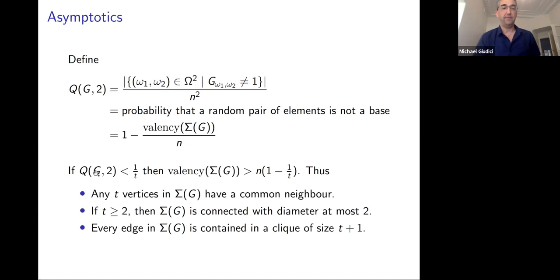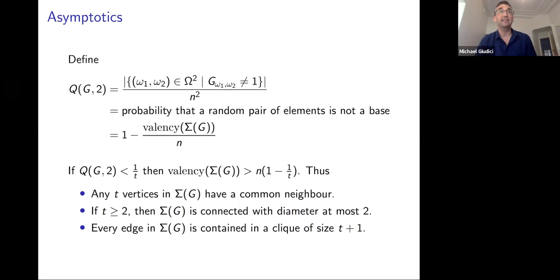Now, if Q of G2 is less than 1 over t for some integer t, then you get that the valency is at least n times 1 take 1 over t. And so this then tells you that any t vertices will have a common neighbor. And so in particular, if you take t to be at least 2, the valency is at least n over 2, and so your graph is connected and it'll have diameter at most 2.